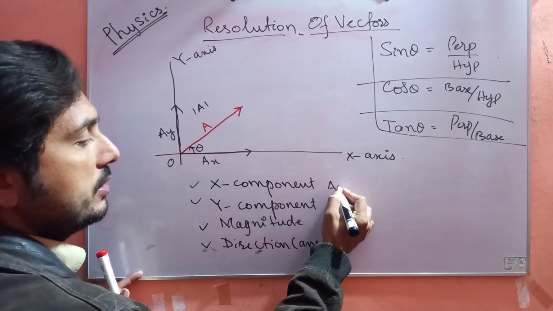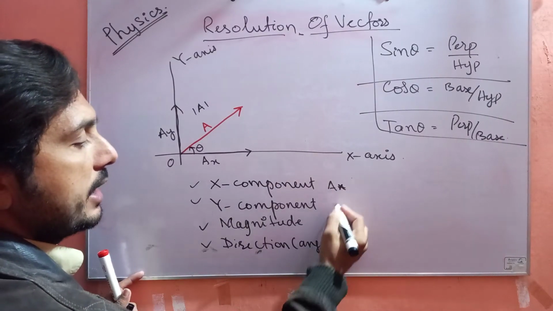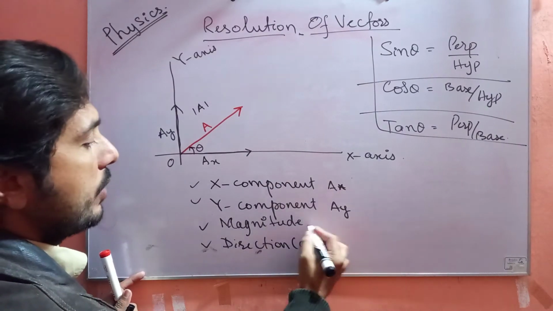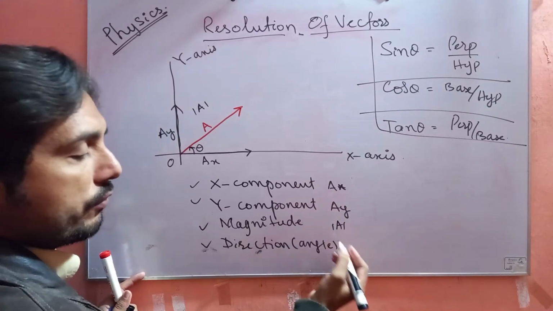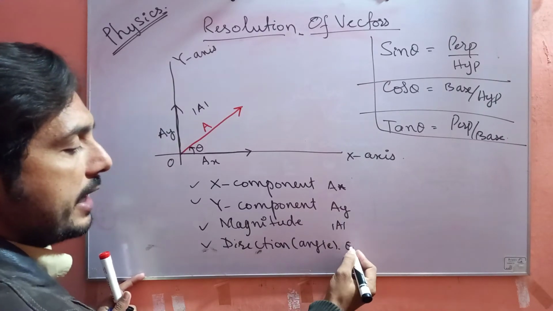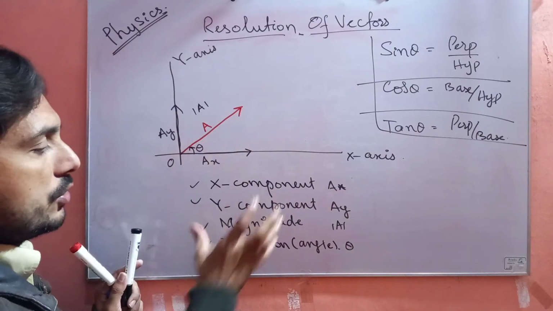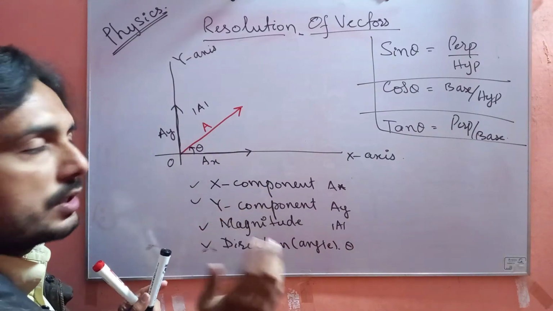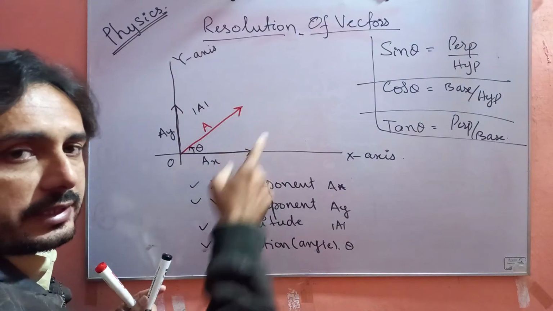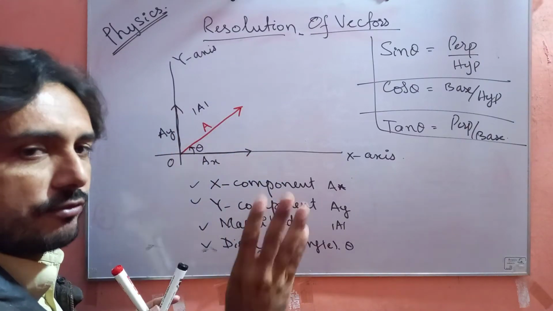X component means ax, y component means ay, magnitude means mod of A, and direction means the angle which is made at the center of the circle. Okay, now we should understand that whenever the question is there, you have to resolve the vector into its rectangular components, then you have to determine four equations.